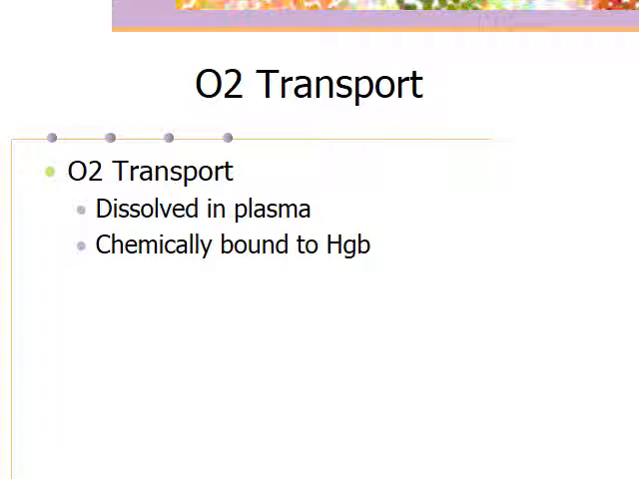All right, let's start with O2 transport. It's a small amount of oxygen that exists in a simple physical solution dissolved in plasma or erythrocyte intracellular fluid. The majority is carried in a chemical combination with the hemoglobin.